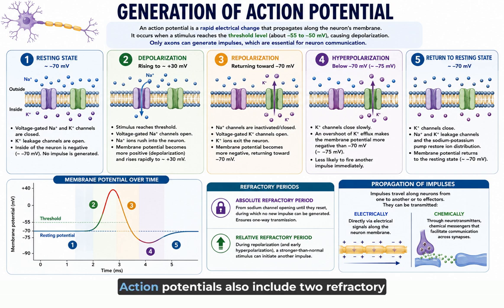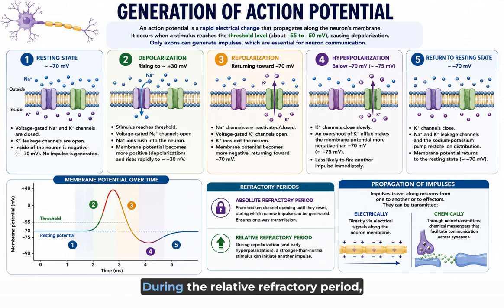Action potentials also include 2 refractory periods. During the absolute refractory period, the voltage-gated sodium channels are either open or inactivated. A second action potential cannot occur regardless of the strength of the stimulus. This helps ensure that the action potential travels in only one direction along the axon.